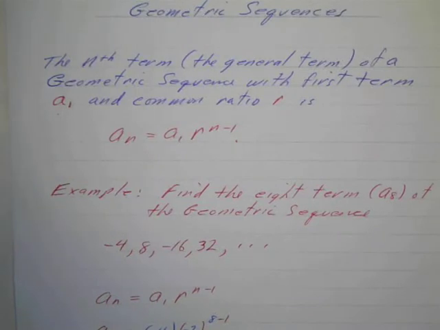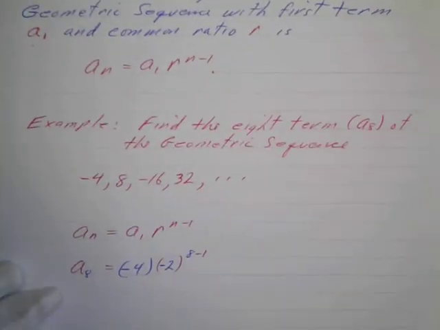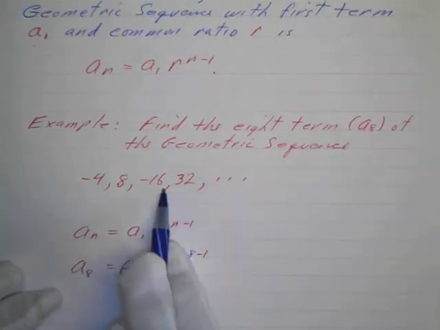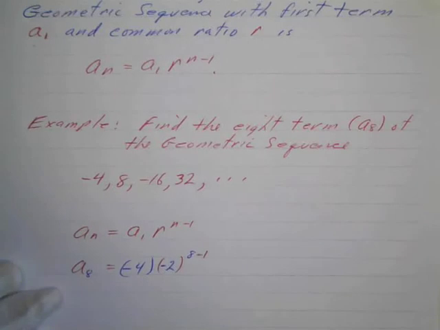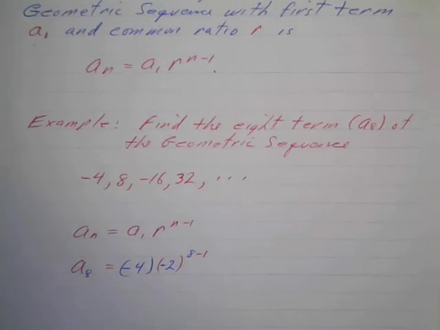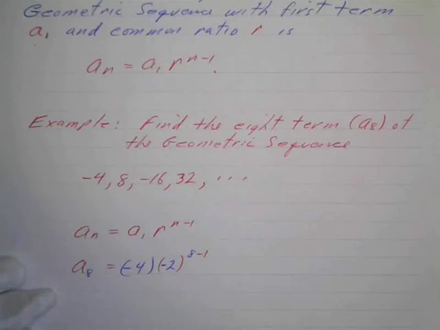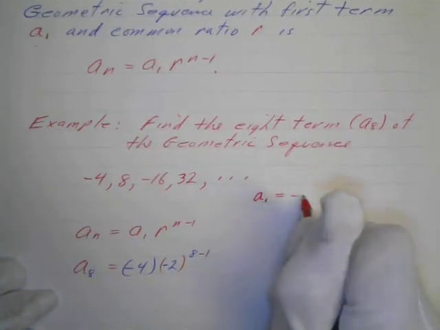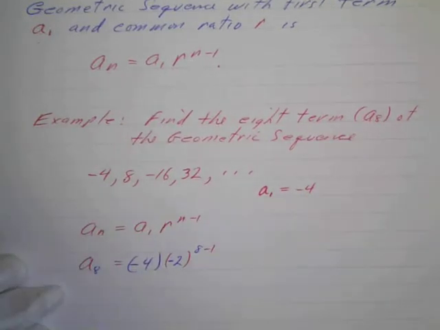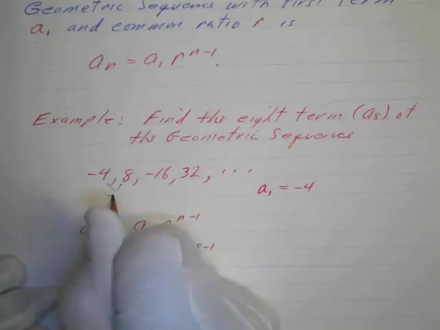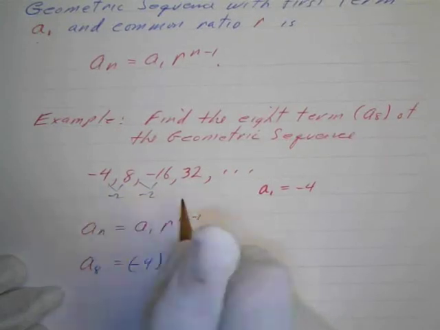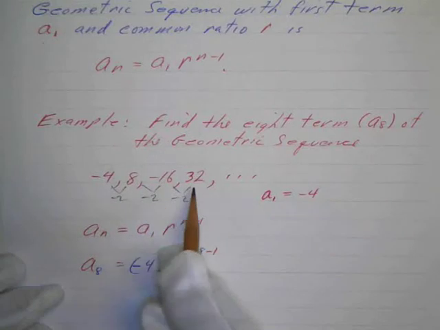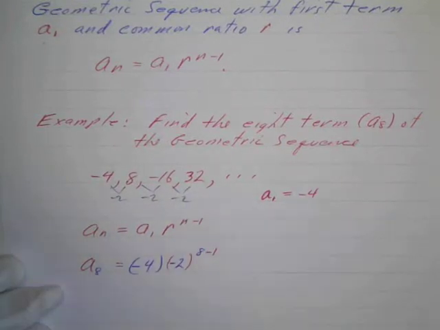So here's an example. Find the 8th term, a sub 8, of the geometric sequence -4, 8, -16, 32. So let's take a look at this, and it looks like our a sub 1 would be the first term, which is -4. And what's my common ratio? Well, it looks like I'm multiplying by -2. Yeah, -2 times 8 is -16. -2 times -16 is positive 32. So my R would be -2.